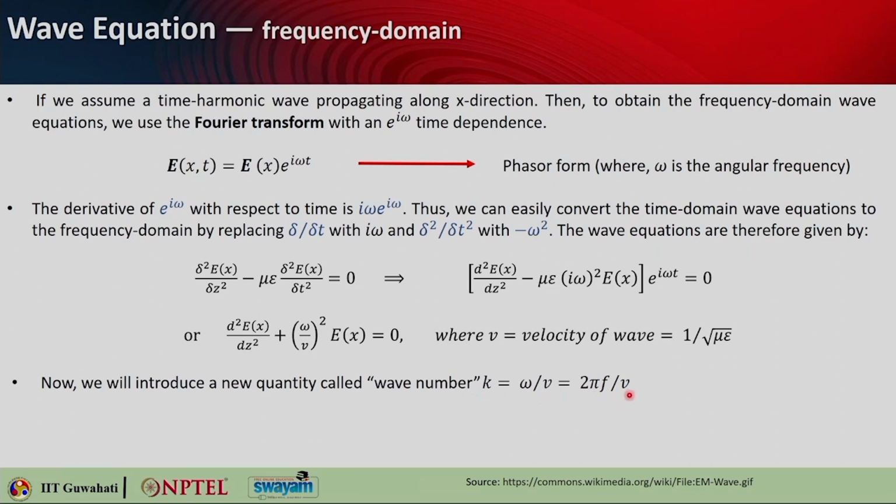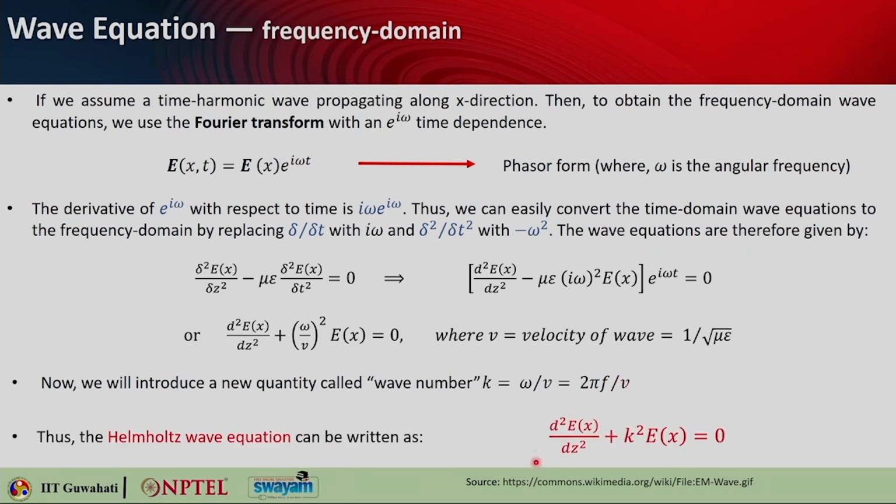V is the velocity of the wave. So this equation, in the form of wave vector or wave number, this is wave number, you can also call this equation the Helmholtz equation or Helmholtz wave equation. This is for a particular case where the wave is propagating along x direction.